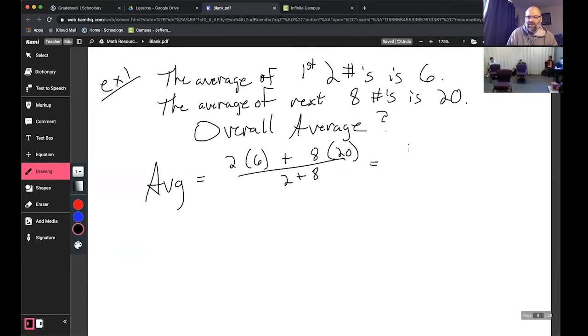So what do we get? 12 plus 160 divided by 10. We get 17.2. You know, when you divide by 10, you just move the decimal over, right?